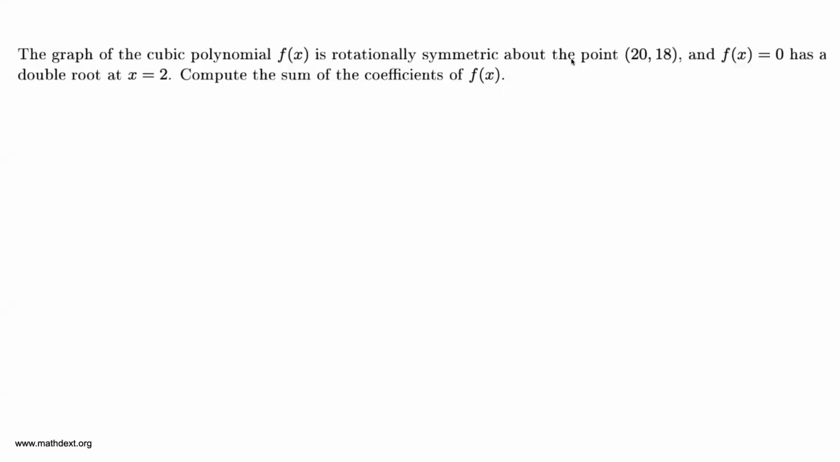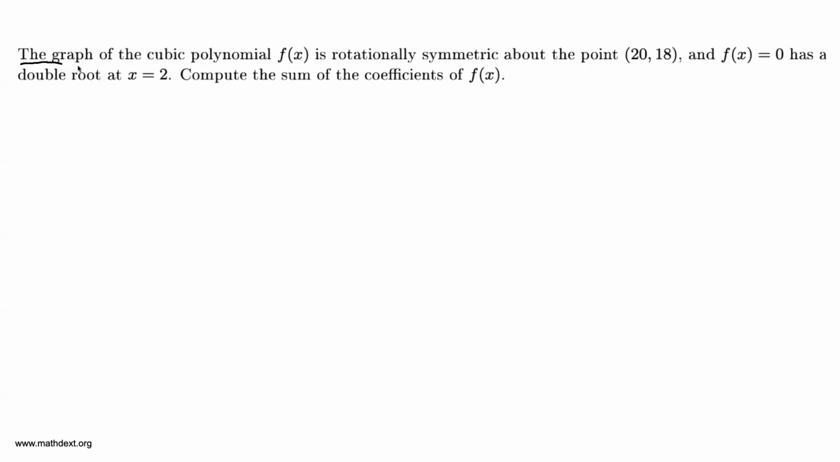The graph of the cubic polynomial f of x is rotationally symmetric about the point 2018, and f of x equals 0 has a double root at x equals 2. Compute the sum of the coefficients of f of x. Okay, so let's take a moment to parse what this problem is asking us.